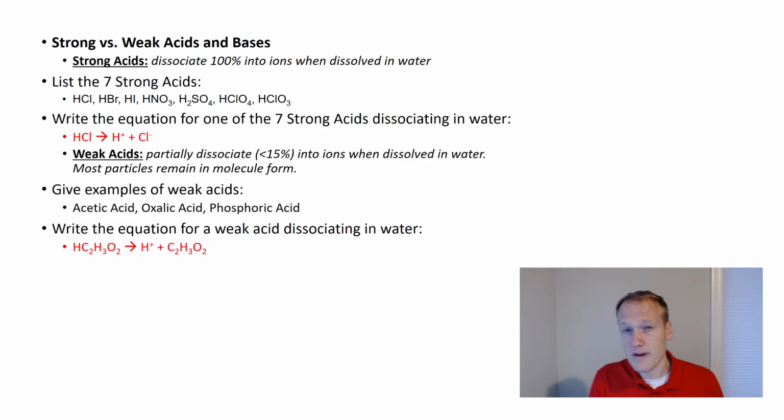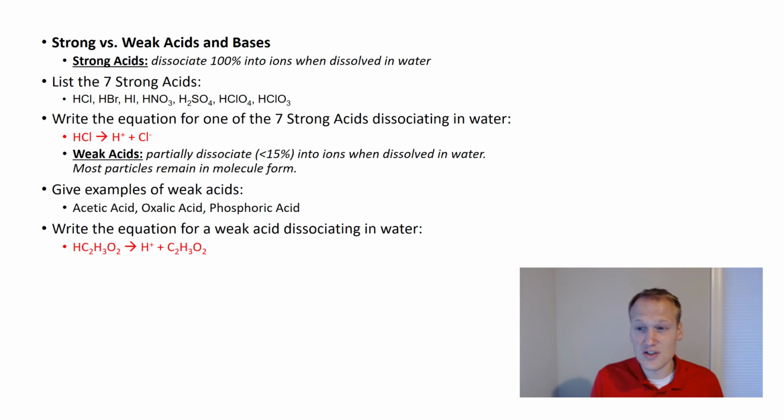The next thing we're going to talk about is the difference between strong acids and weak acids, and strong bases and weak bases. When we say strong and weak, we're not talking about how concentrated the acid is. What we're really talking about is how well that acid dissociates. Remember, an acid in water will dissociate, producing that H+ ion. So strong and weak are terms that tell us how well it does that.